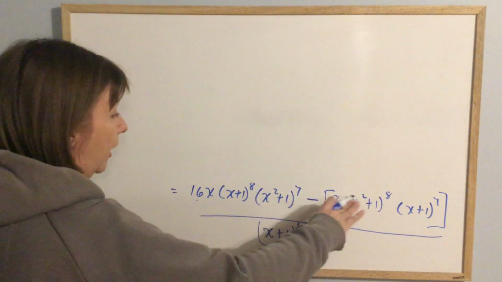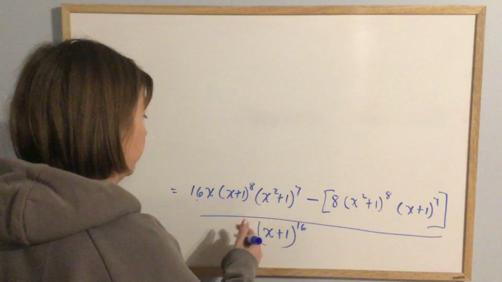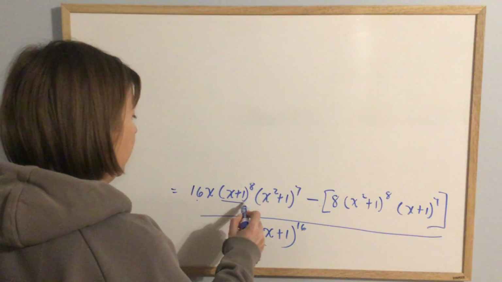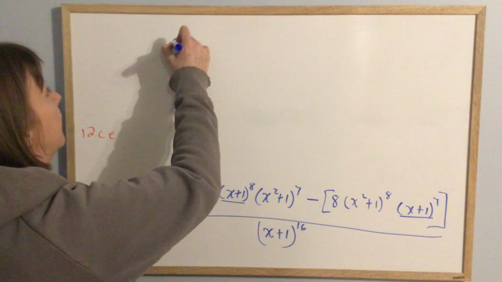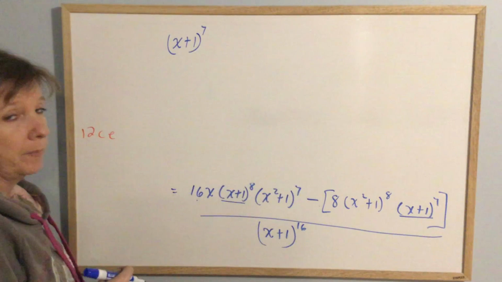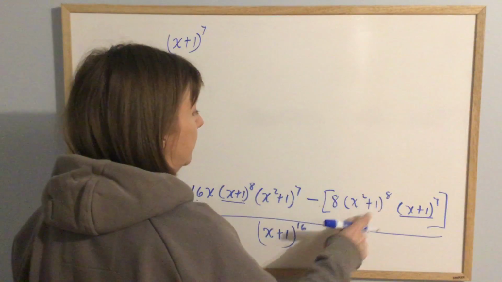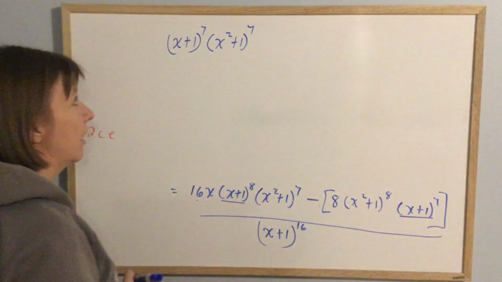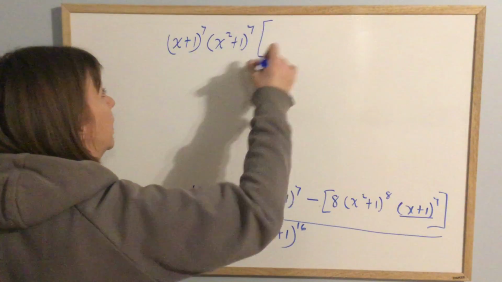On the top, I'm going to think about a common factor. What is the same about both of these? Well, in both of these, I have (x plus 1) to the 8th and (x plus 1) to the 7th. I have at least 7 x plus 1s in both of them. And I have an (x squared plus 1) to the 7th and an (x squared plus 1) to the 8th. So I have at least 7 of the x squared plus 1s. So what do I have left when I do that?